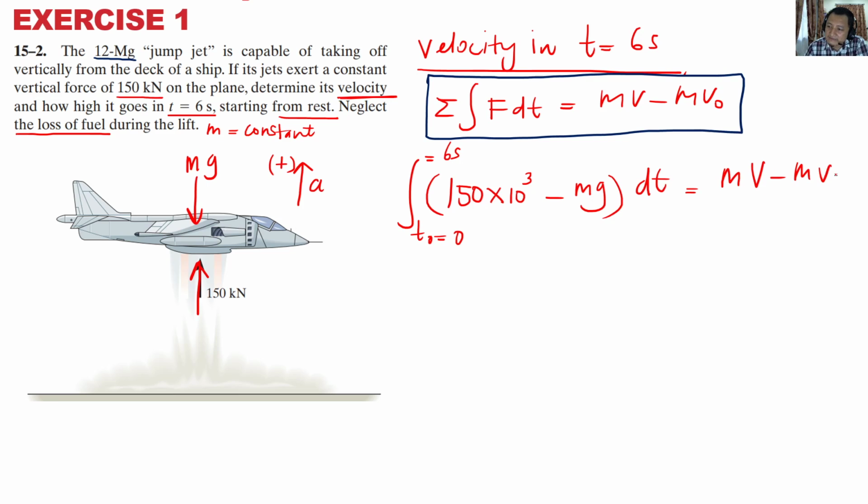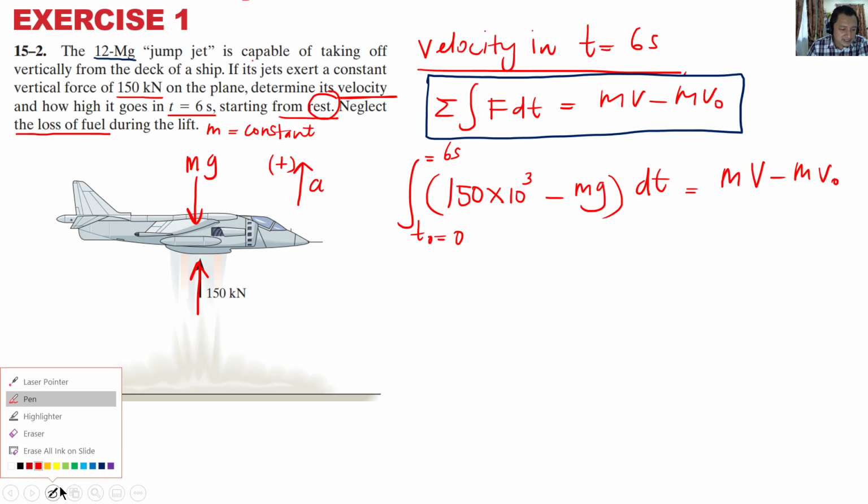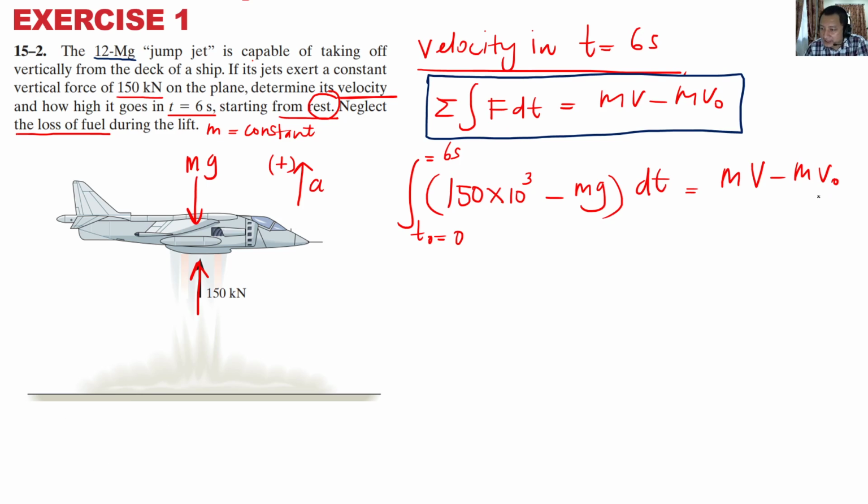mv minus mv naught. So the original velocity, is it at rest? The jump jet is taking off vertically from the deck of the ship, starting from rest. So if it says here starting from rest, then you know already v naught is equal to 0. So this part is done. The only thing left is to integrate this one: 150 times 10 to the power of 3. Okay, let's do that.